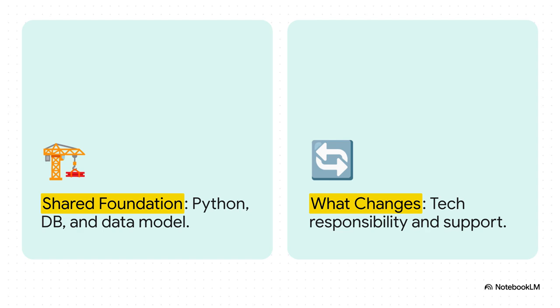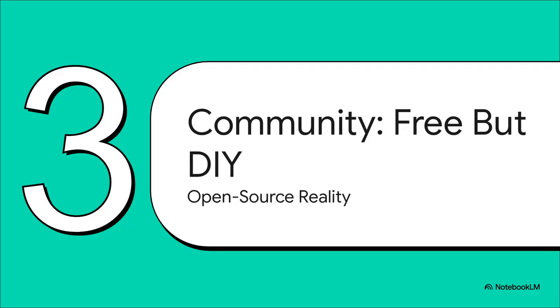But what changes, and this is where the rubber meets the road, is who actually carries the burden of technical responsibility when your system goes live. It's all about how the software is licensed, what out-of-the-box features you unlock, who picks up the phone when a process inevitably breaks, and just how painful your next system upgrade is going to be. Which brings us to Section 3, Community, free but DIY, the open source reality.